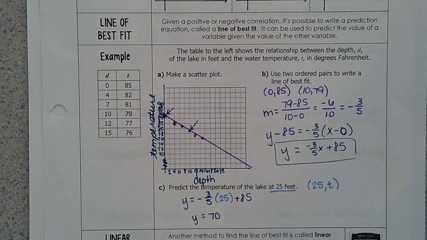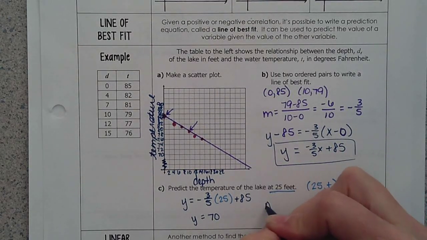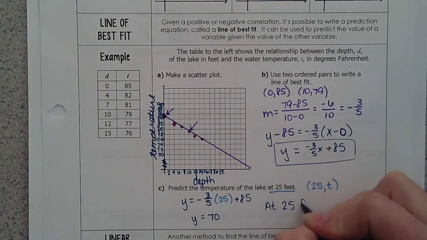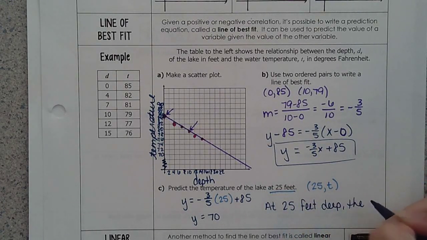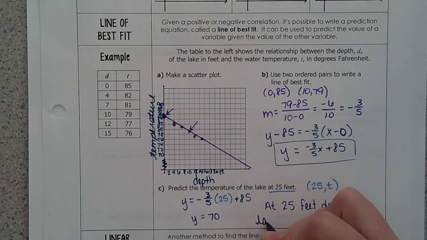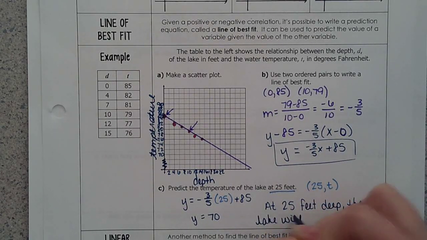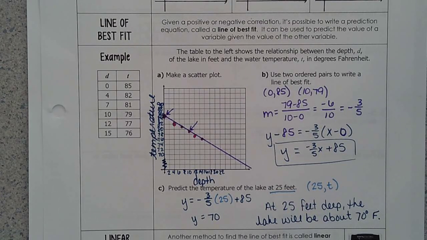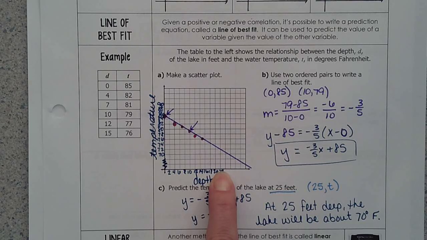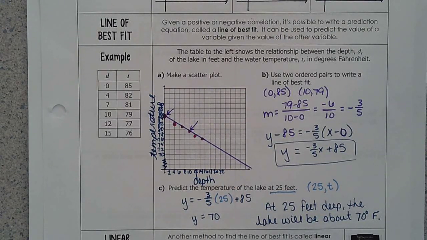Now what does that mean? Because our big purpose here is, what does this mean? That means at 25 feet, the lake will be about, remember this is an estimate, 70 degrees Fahrenheit. And we could make a prediction for any depth, right? We could say, well, what if we go to 22 feet deep? What if we go to 100 feet deep?